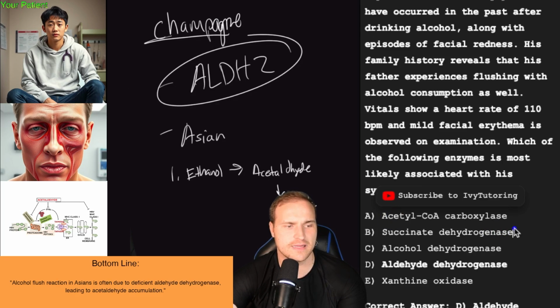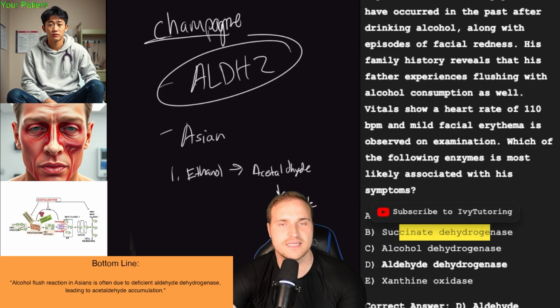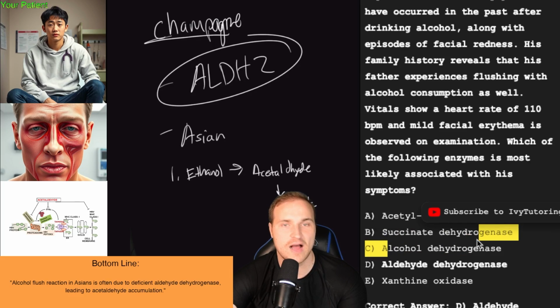Now let's look at these quickly. Acetyl-CoA carboxylase, that's involved in fatty acid synthesis, so it's unrelated to alcohol flushing. Succinate dehydrogenase, that's involved in the TCA cycle, complex 2 as well. So it's not involved in alcohol or aldehyde metabolism, so that's not the answer. Alcohol dehydrogenase, that converts ethanol to acetaldehyde, and that enzyme is intact. It's just the downstream acetaldehyde clearance. And xanthine oxidase, that's going to be in uric acid production and gout. So that's unrelated to the alcohol flushing and acetaldehyde buildup.